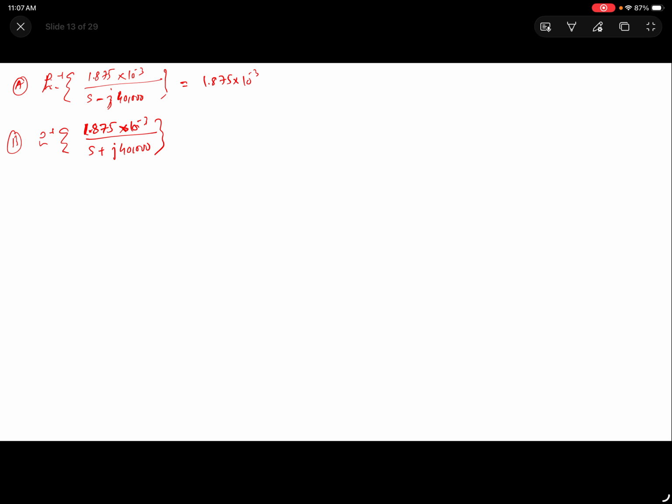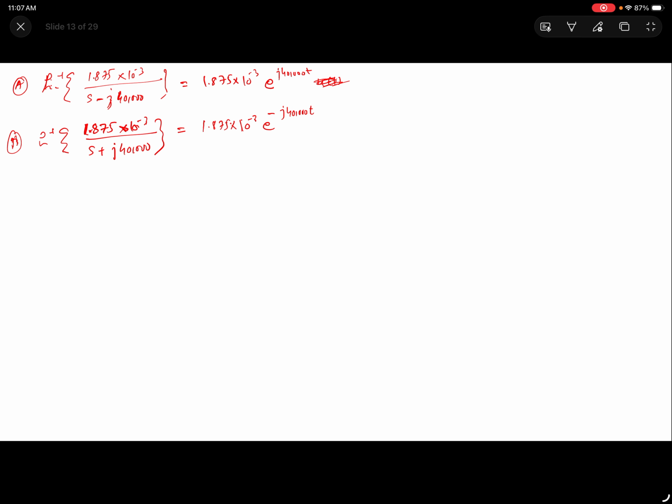So I'm going to get e raised to power plus j40,000 t times the step function. And over here, I'm going to get 1.875 times 10 to the minus 3 e raised to power minus j40,000 t, and I'm going to add the step function at the end. Now, this is your A term and the B term.